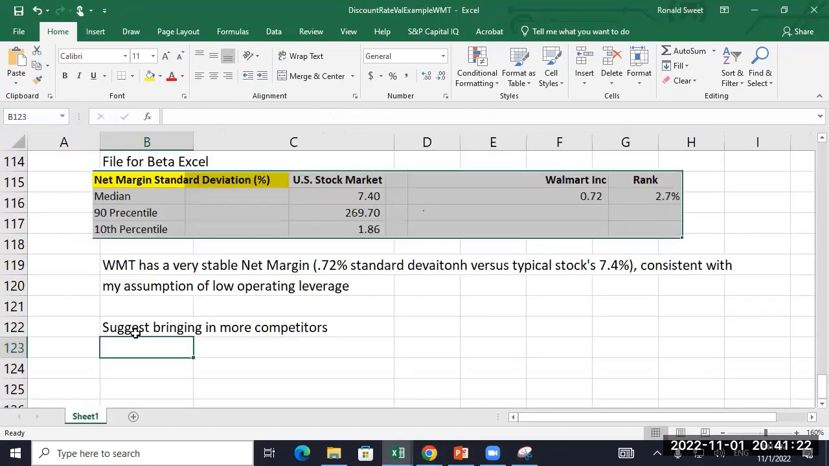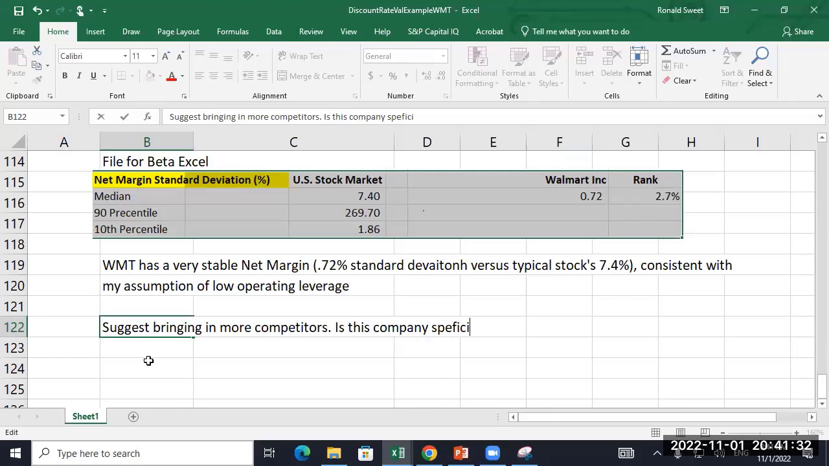So you might bring in some more competitors because you're trying to figure out, is this company specific or an industry thing? Wow, Walmart has very stable net margins, but is there something unusual they're doing, or is the whole industry like that? Bringing in four or five companies lets you answer it by saying, yeah, this is an industry thing, but Walmart's well on the low end of this volatility. Not as low as Costco, but pretty low. Or it's an industry thing and Walmart's actually on the higher end, but they are lower than the average stock, but not lower than their average in the industry, that kind of thing.